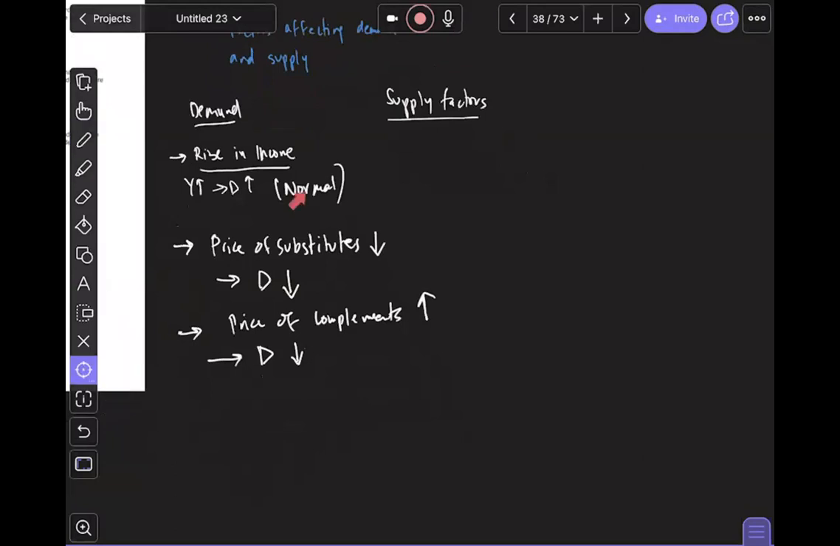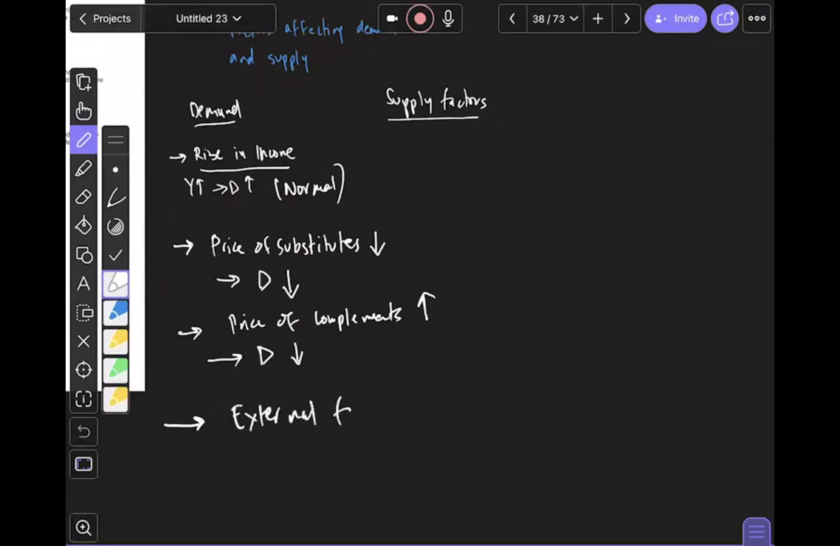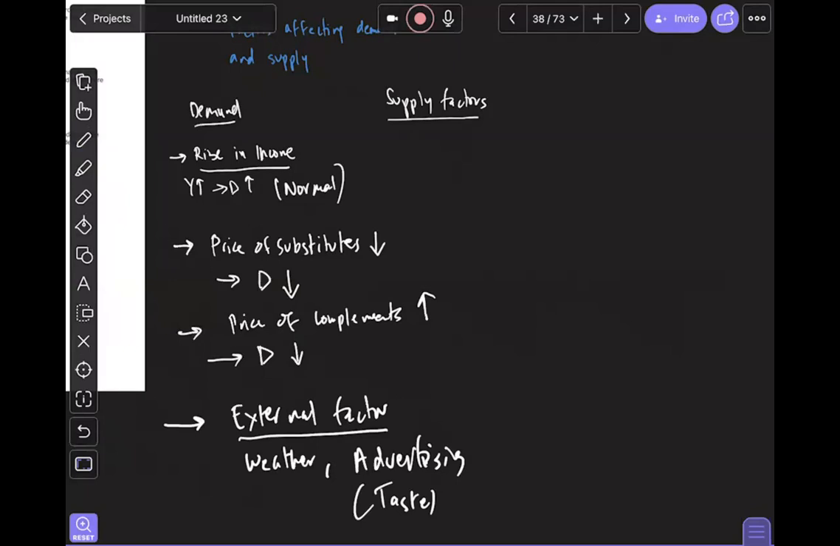So there could be a rise in income, price of substitutes, price of complements. Then there are other factors, like external factors, for example weather. Any other factor that you guys know which can make the demand change? Taste or fashion, yeah, very good. Taste or advertising could also be taste. That's when the demand can change. Any other factor, guys? Sir, culture. Culture could be, yeah, or population. Culture can be another factor.